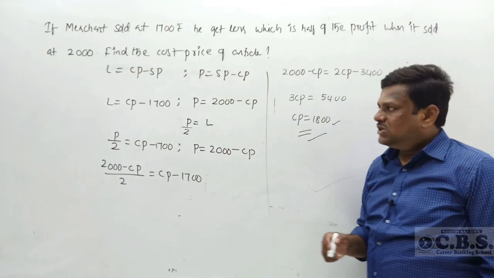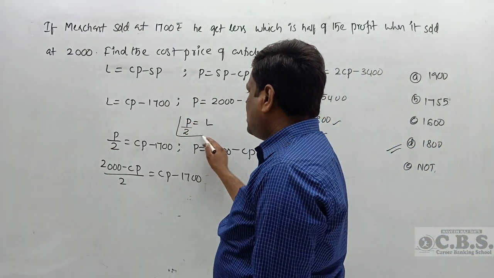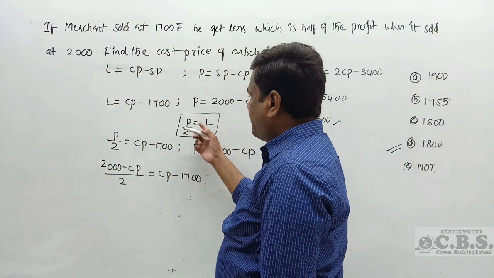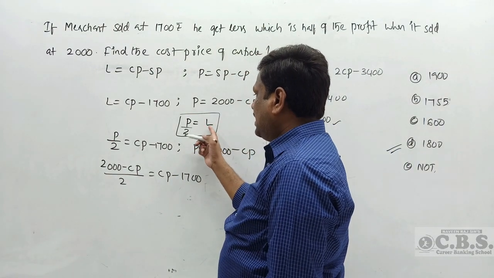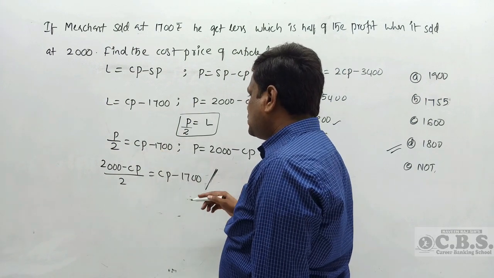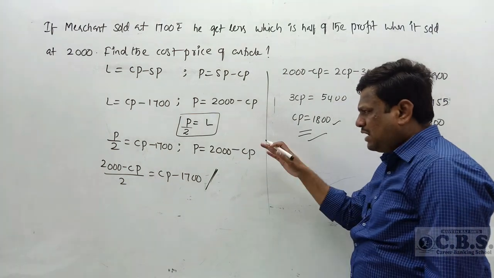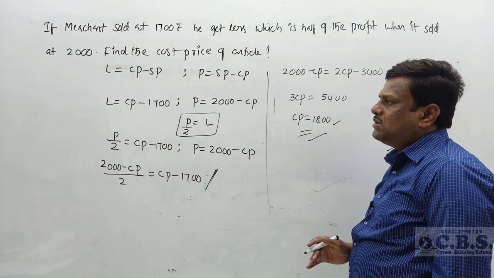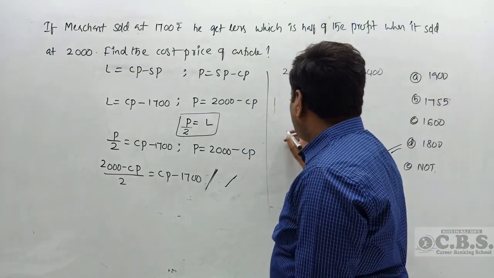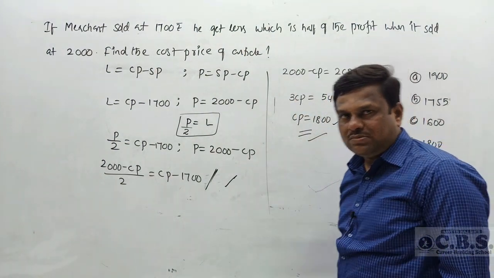The condition here is loss is equal to half of the profit. Profit divided by 2 gives the loss. So when I substitute into the L value, P by 2 is equal to CP minus 1700. When I compare this value, you get the answer 1800. This is a time-taking normal method. You can answer this question with a simple concept. What is the answer? 1800. Let's go for the concept.